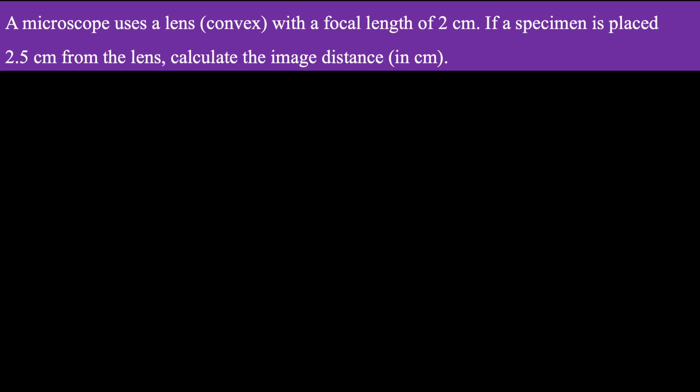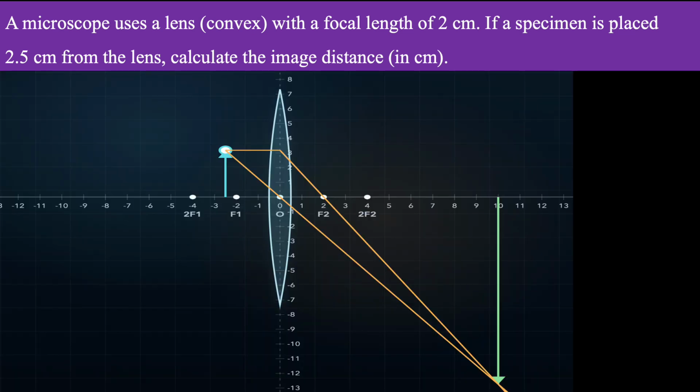A microscope uses a convex lens with a focal length of 2 centimeters. If a specimen is placed 2.5 centimeters from the lens, calculate the image distance. Now the focal length is 2 centimeters. So OF2 is 2 centimeters. OF1 will also be 2 centimeters. The specimen is placed 2.5 centimeters from the lens.